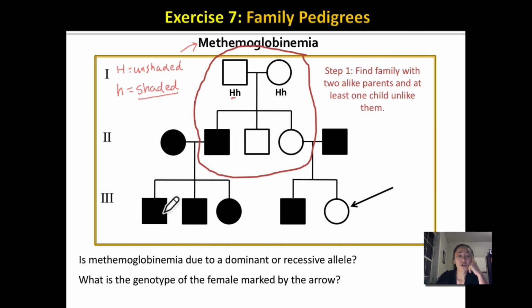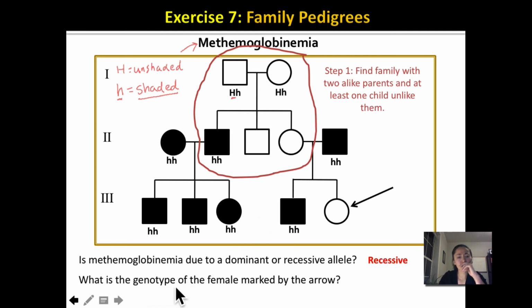methemoglobinemia. So is methemoglobinemia due to a dominant or recessive allele? Well, as we can see here, it's due to a recessive allele. So our answer there would be recessive. And we know that every individual that has this condition must have 2 recessive alleles. So we already could fill out half of our pedigree just by knowing that.